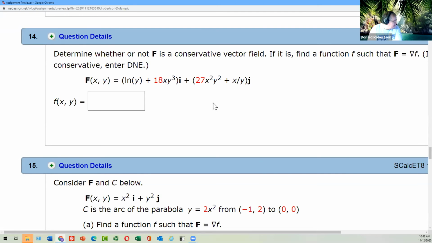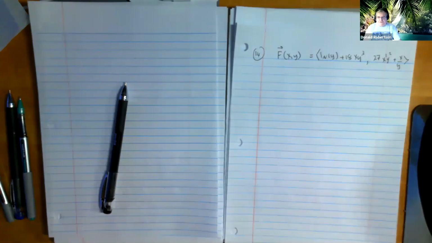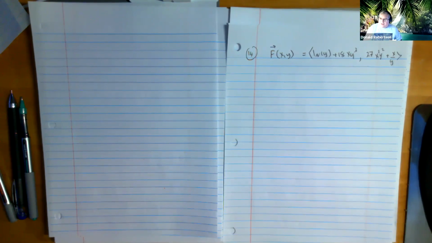We have this guy. It's the log of y plus 18xy cubed. And then, good grief, 27x squared y squared plus x over y. That better be a conservative field. I do not want to do all this work to find out the answer is DNE, because that would not be a good finish to today. Okay.